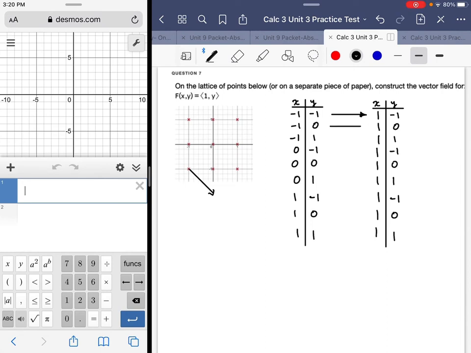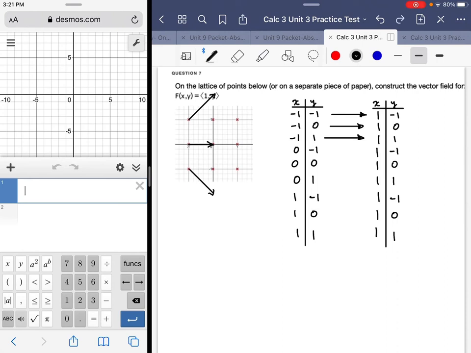All right, at -1, 0, we're going to plot 1, 0. So here's 1, 0. That's what we're going to plot at -1, 0. At -1, 1, we're going to plot 1, 1. So 1, 1 would look like this. That's going to get translated right on over to -1, 1. All right. At 0, -1, we're going to plot 1, -1.